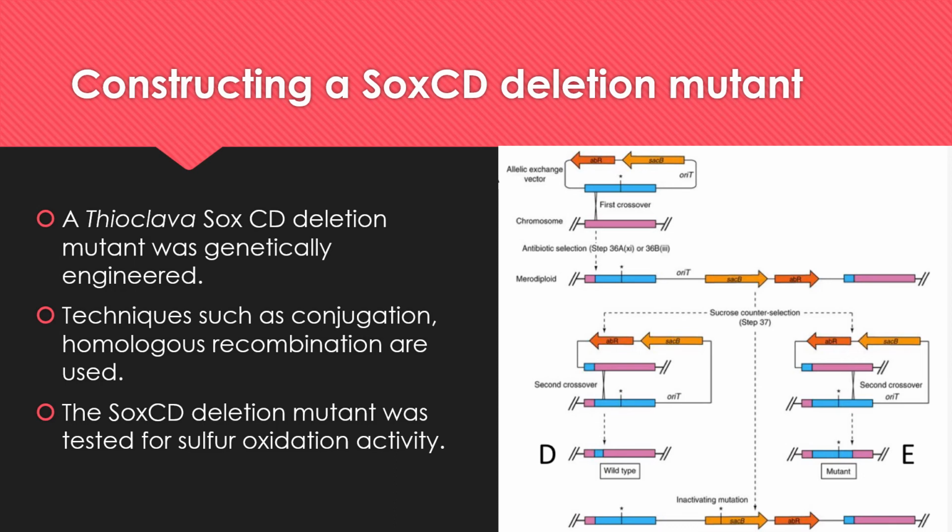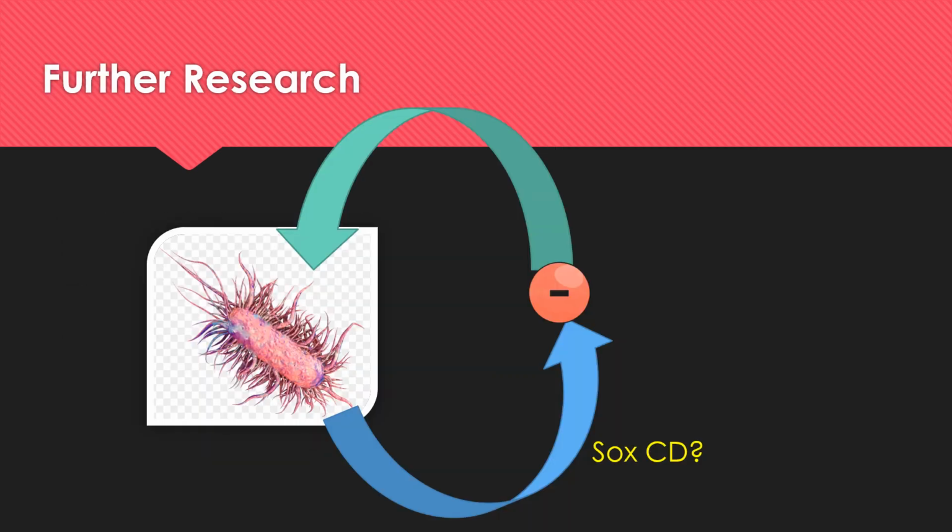The SoxCD knockout mutant will then be evaluated for the ability to oxidize inorganic sulfur compounds by plating them on inorganic sulfur plates. If the bacterial strains are no longer able to oxidize sulfur, then that could potentially show that SoxCD is responsible or helps with extracellular electron uptake. Future experiments will focus on the potential role of SoxCD in extracellular electron transfer with an electrode. Understanding the mechanism behind inorganic sulfur oxidation in Thioclava will help researchers to better understand the extracellular electron transfer mechanisms.